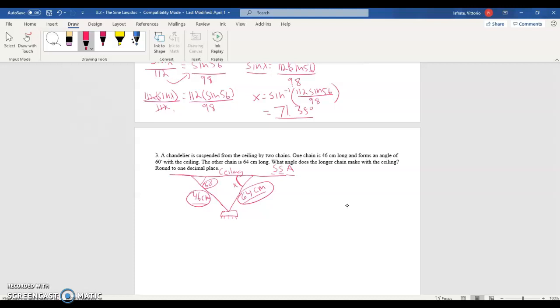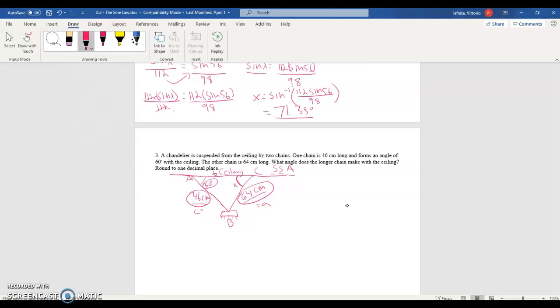So let's just label our triangle. Let's call the vertices A, B, and C. So x is angle C, 60 is angle A, 64 is side A, 46 is side C, little c. So we have a lot of information. We don't really need to know the length of the ceiling, but if we want to, that would be side B, little b, for this part of the triangle there.